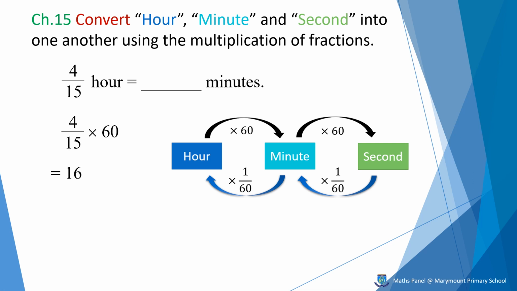These questions show how to convert hours into minutes. To convert hours into minutes, we have to times 60. So 4 over 15 hours changed into minutes is times 60. We can reduce the fraction, 60 and 15 both divided by 15. And the answer should be 4 times 4, which is 16 over 1.